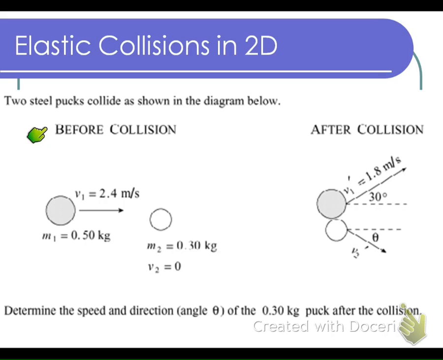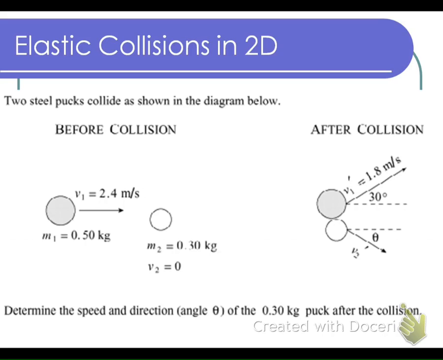Okay, so what's happening here is that two pucks collide as shown in this diagram. This one's moving to the right at 2.4. This one's sitting still. After the collision, they rebound off each other, one going this direction and one going this direction. Okay, so I'm going to give you a couple minutes to get it written down, get thinking about it, and then we'll start making our list and doing the math that goes with it.